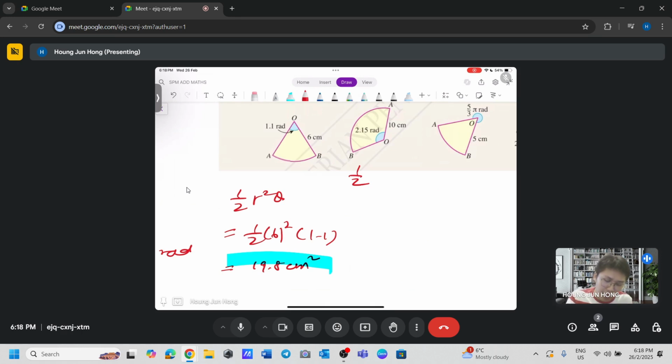Okay, cool. So again, half r squared theta. So half r squared, just put the numbers in. This one is really simple, just plug in the formula. It should not be hard. Okay, next one.